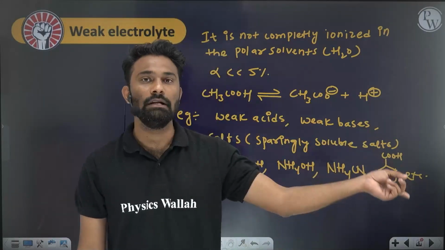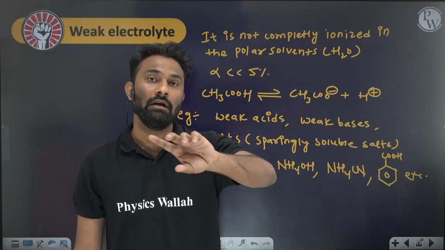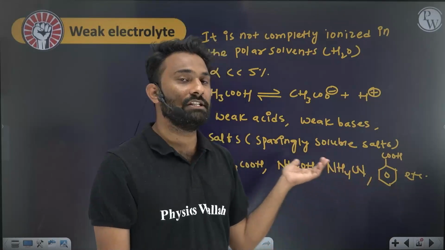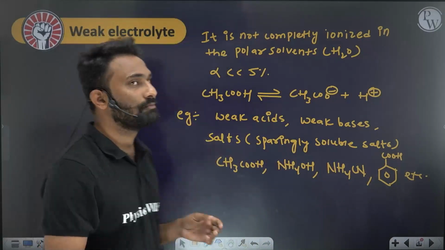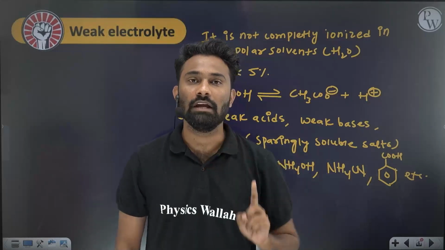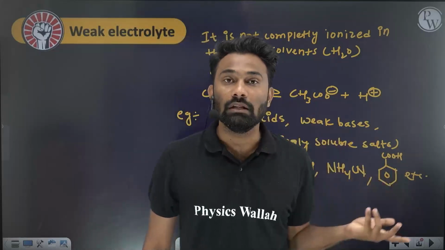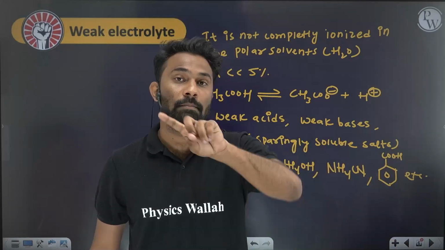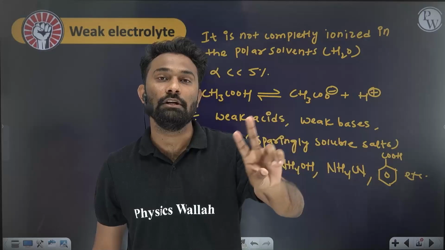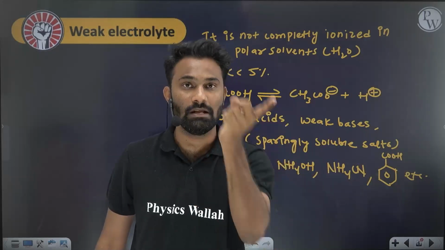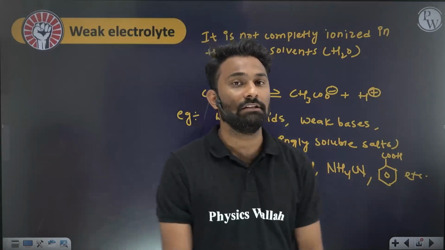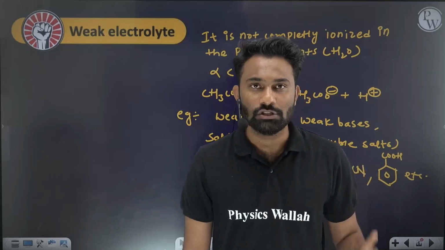Strong electrolytes completely dissociate into whatever ions are present. If we take 1 mole of NaCl, it is completely converted into ions. 1 mole of Na plus and Cl minus will be formed. That is known as a strong electrolyte.